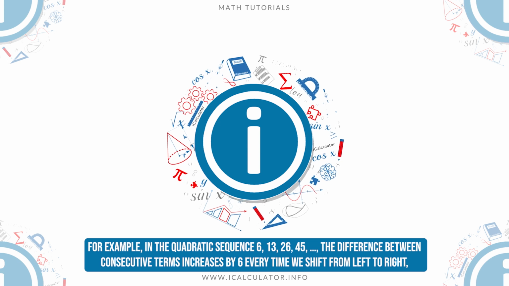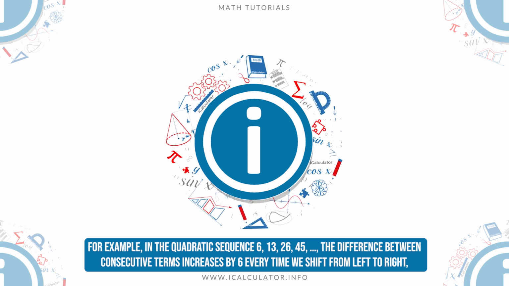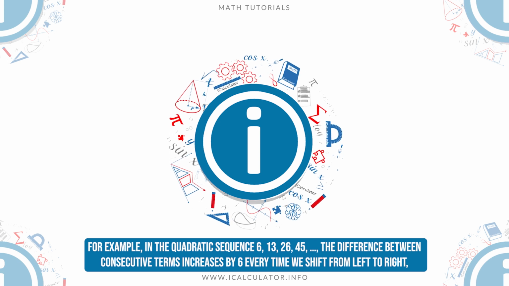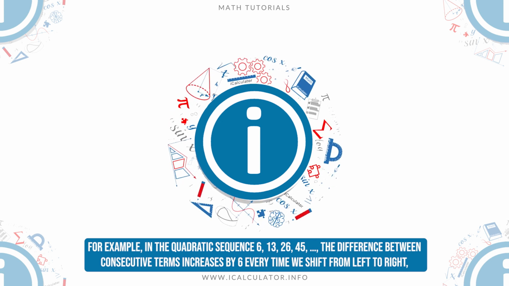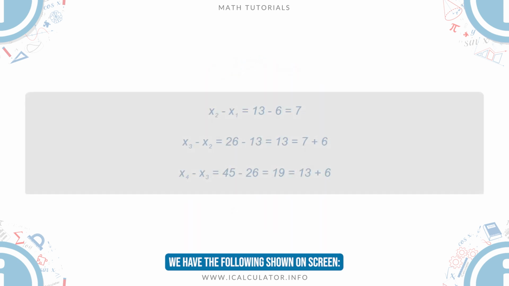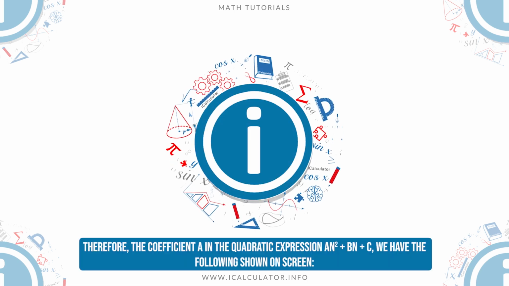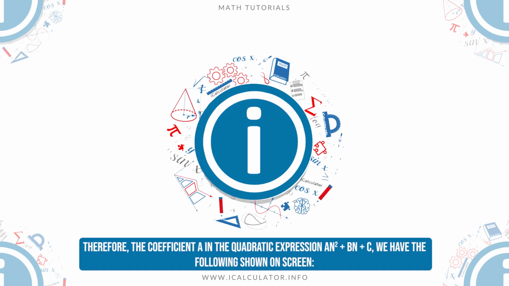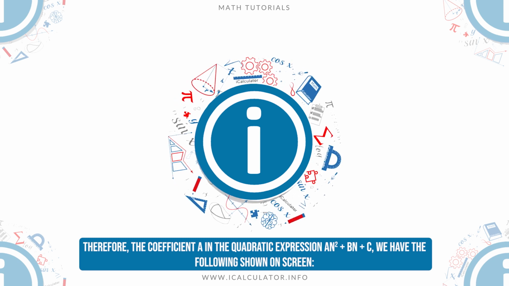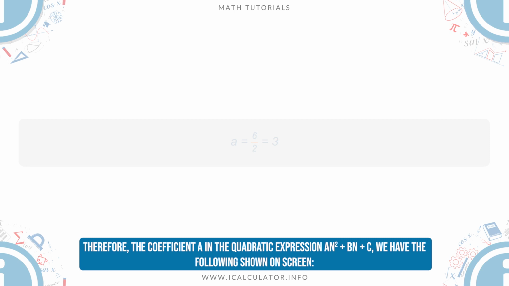Step 5. Substitute all values found in the original quadratic expression. For example, in the quadratic sequence 6, 13, 26, 45, the difference between consecutive terms increases by 6 every time we shift from left to right, we have the following shown on screen. And so on. Therefore, the coefficient a in the quadratic expression an² + bn + c is, we have the following shown on screen.